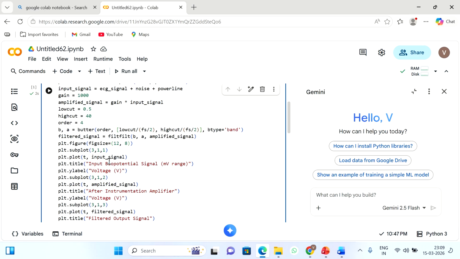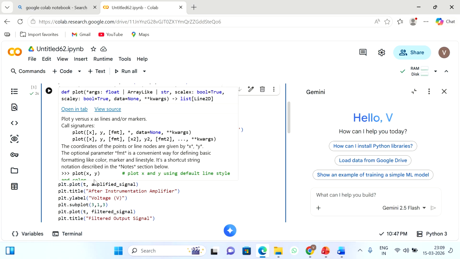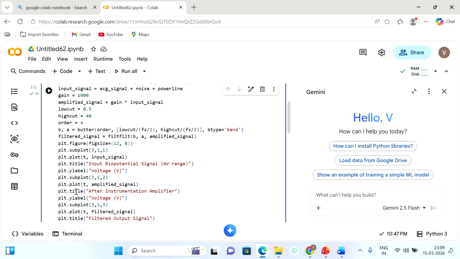And the title given to it is Input Biopotential Signal. It is millivolt in range. So this gives the first graph. And then plt.ylabel, it is voltage. So this labels the Y axis as voltage. And then plt.subplot(3, 1, 2).